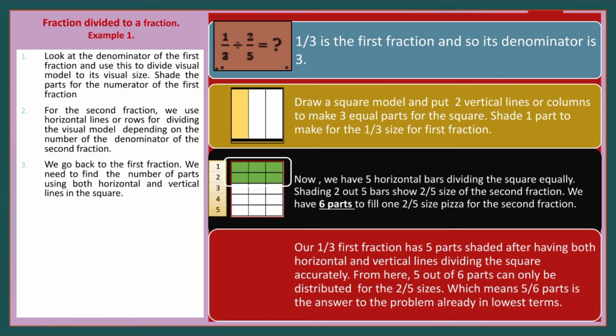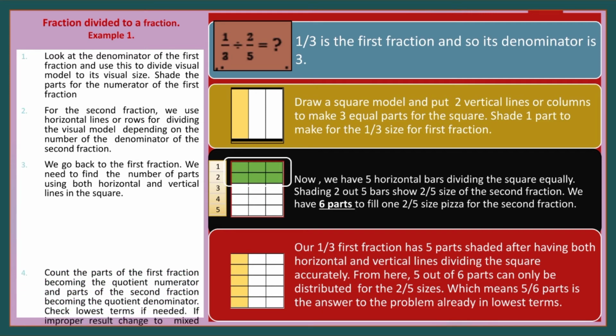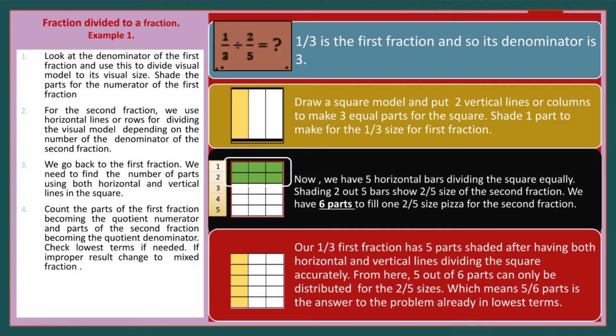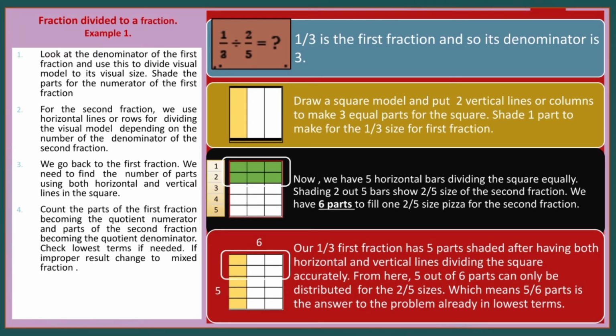Next, we go back to the first fraction. We need to find the number of parts using both horizontal and vertical lines in the square. So our 1/3 first fraction has 5 parts shaded after having both horizontal and vertical lines dividing the square accurately. From here, 5 out of 6 parts can be distributed for the 2/5 sizes, which means 5/6 is the answer to the problem, already in lowest terms.